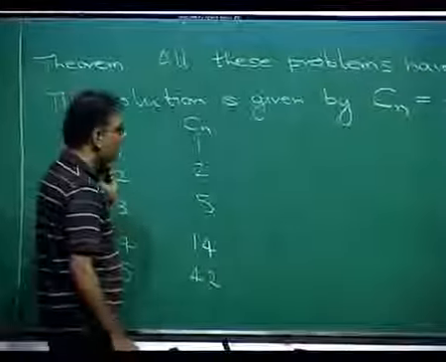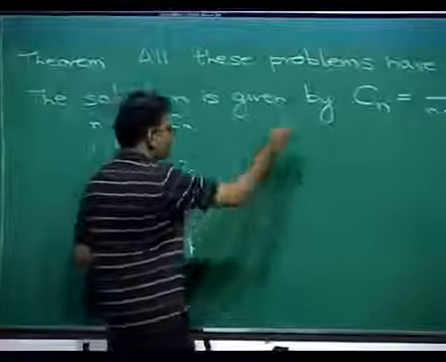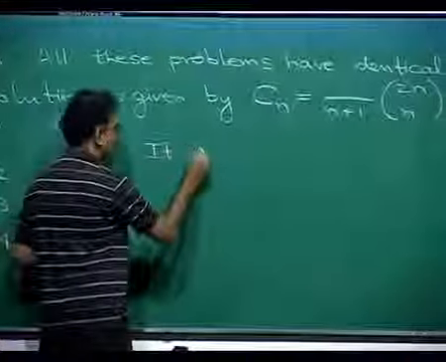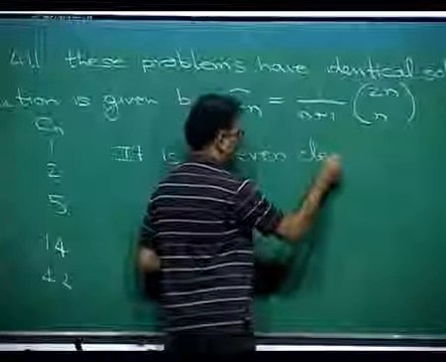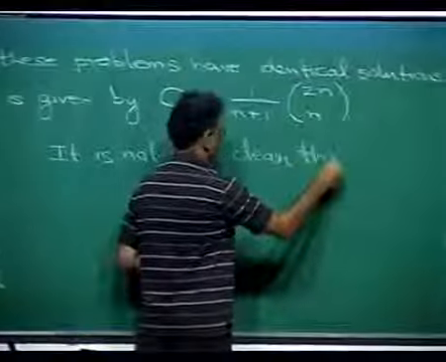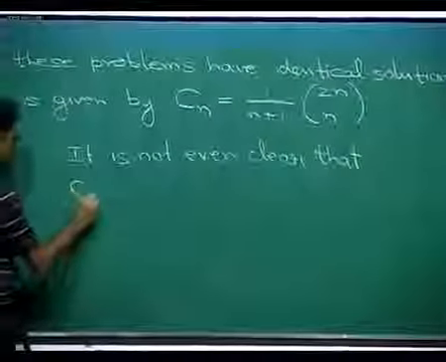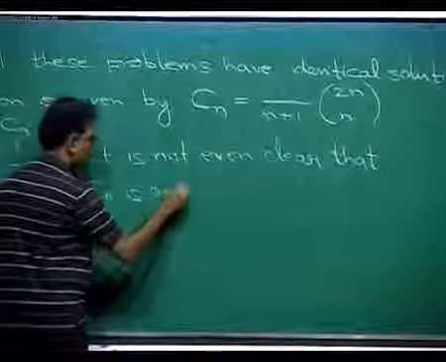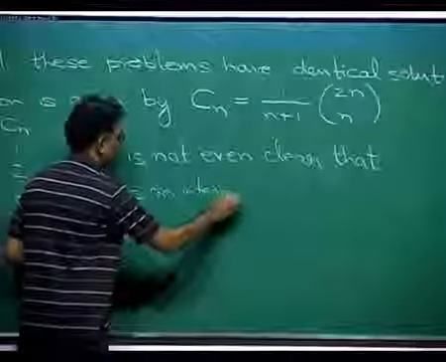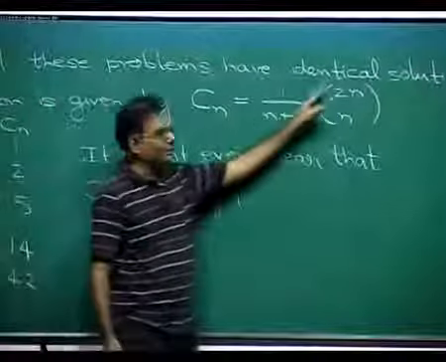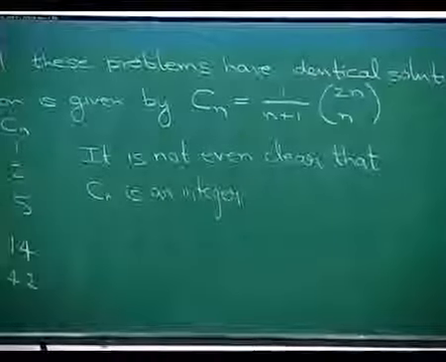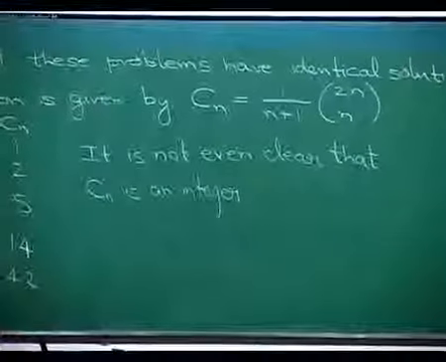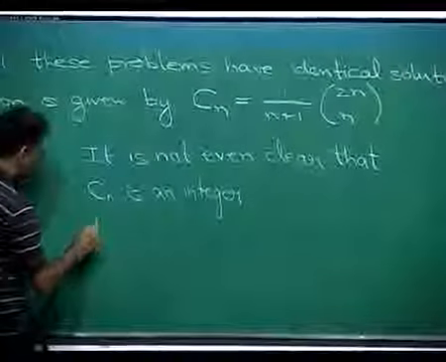Okay, but before I get to doing that, first notice that it is not even clear that Cn is an integer. It's not obvious that n plus 1 divides 2n choose n, right? 2n choose n is the middle binomial coefficient in the nth row, right? It's not even clear that n plus 1 always divides that, but it does. And that's not too hard to show. However, this is easy.